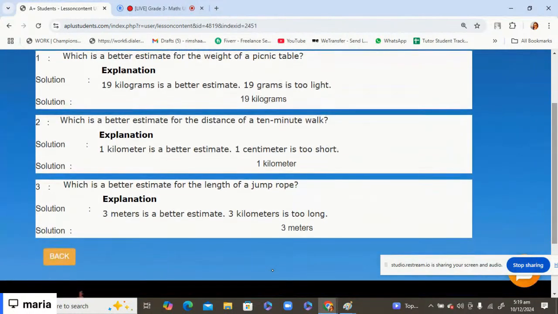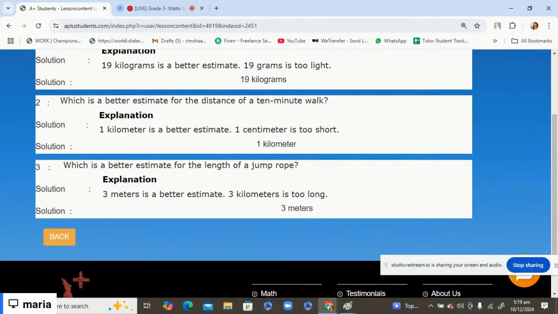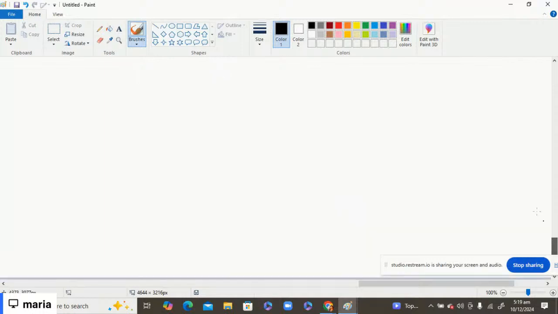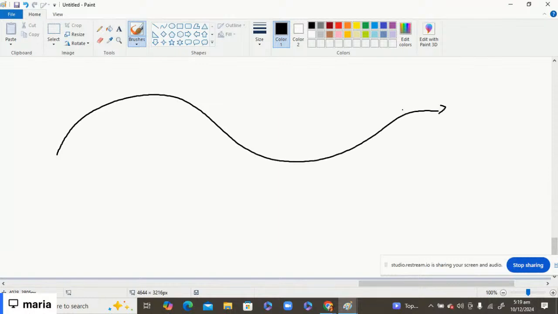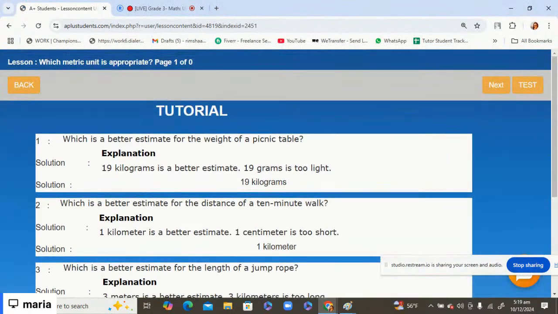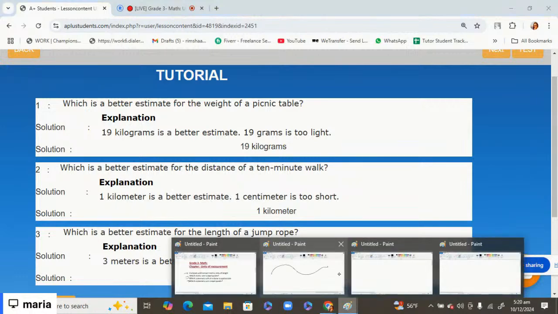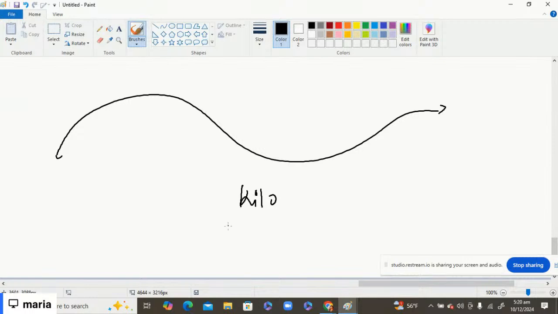What is a better estimate for the length of the jump rope? It's not in the form of kilograms. The length of this rope is basically like this, so it's in the form of meters, not too much. So we can say that it's in the form of meters, like 2 meters, 3 meters, 4 meters. So for the smaller things we are going to use the smaller units. For the bigger things we are just using kilo with it. Kilo with it, remember that thing.